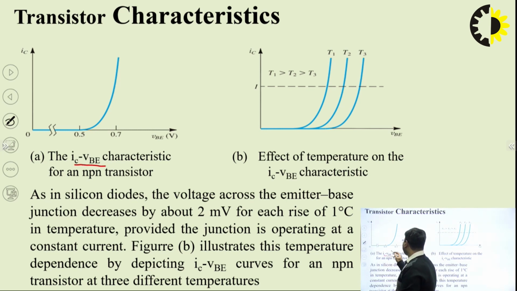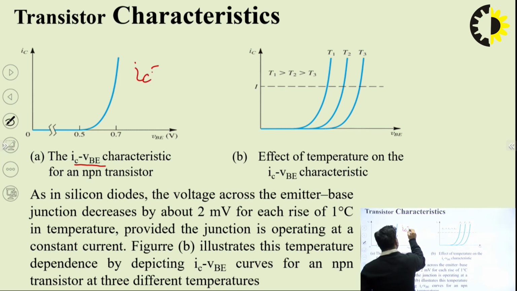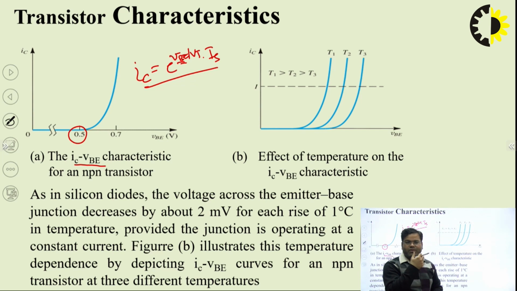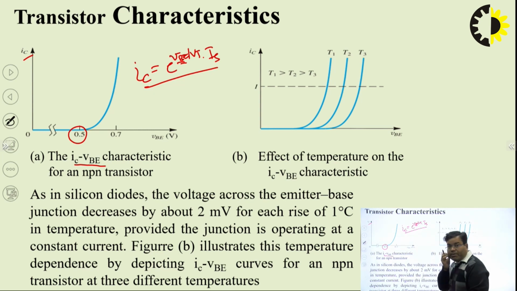if we discuss the IC versus VBE curve, then IC depends upon VBE, and the equation is IC equal to IS e to the power VBE by VT. In fact, this is an exponential equation. So the collector current varies exponentially with increasing VBE after a certain voltage, that is 0.5 volt in the case of silicon BJT. This value of voltage can be varied if we increase the temperature, and the value of IC greatly depends upon the temperature.